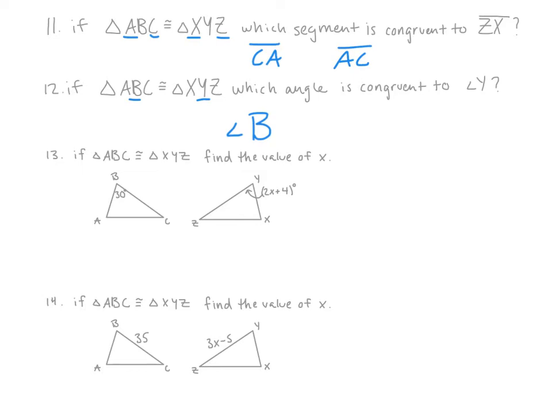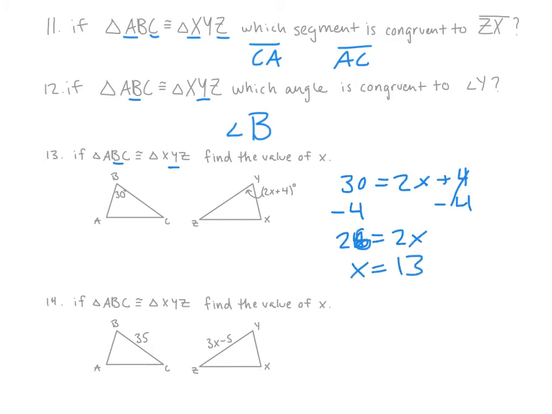How would we find number 13? How would we set this one up? So we would set 30 equal to 2x plus 4 because we know that angle B is congruent to angle Y. So we set them equal. Then we solve for x. So what do you get for x? X is equal to 13.